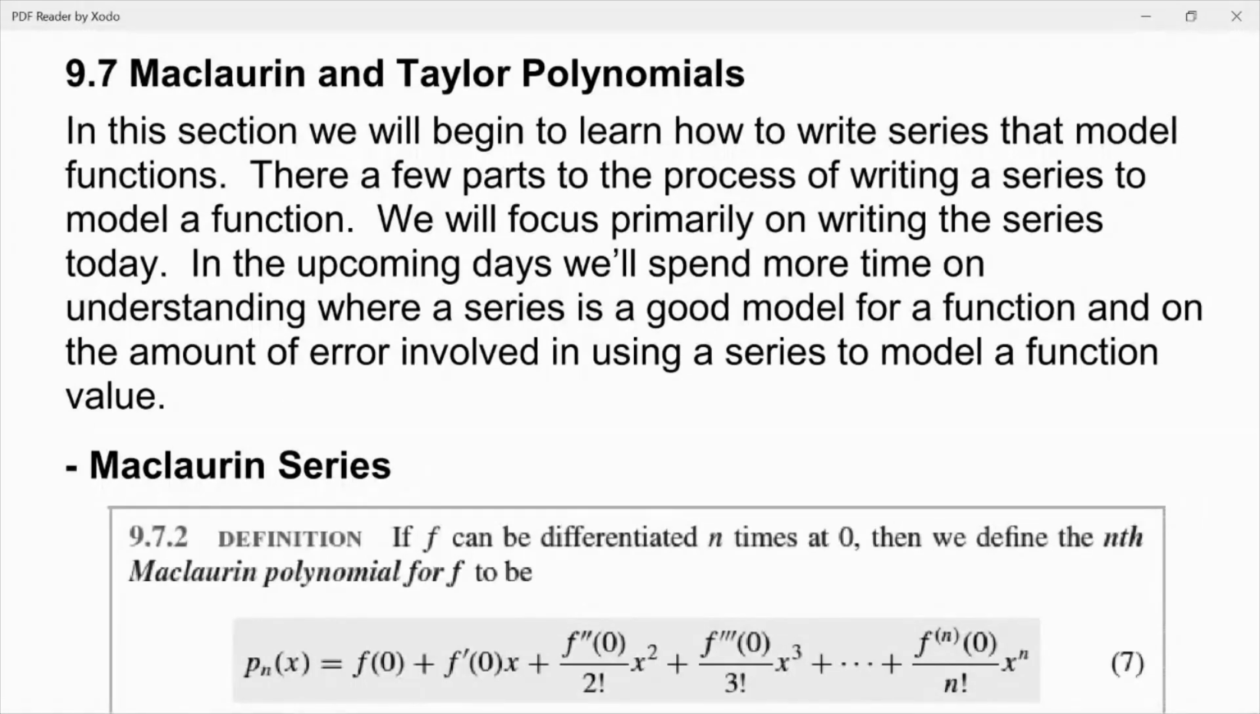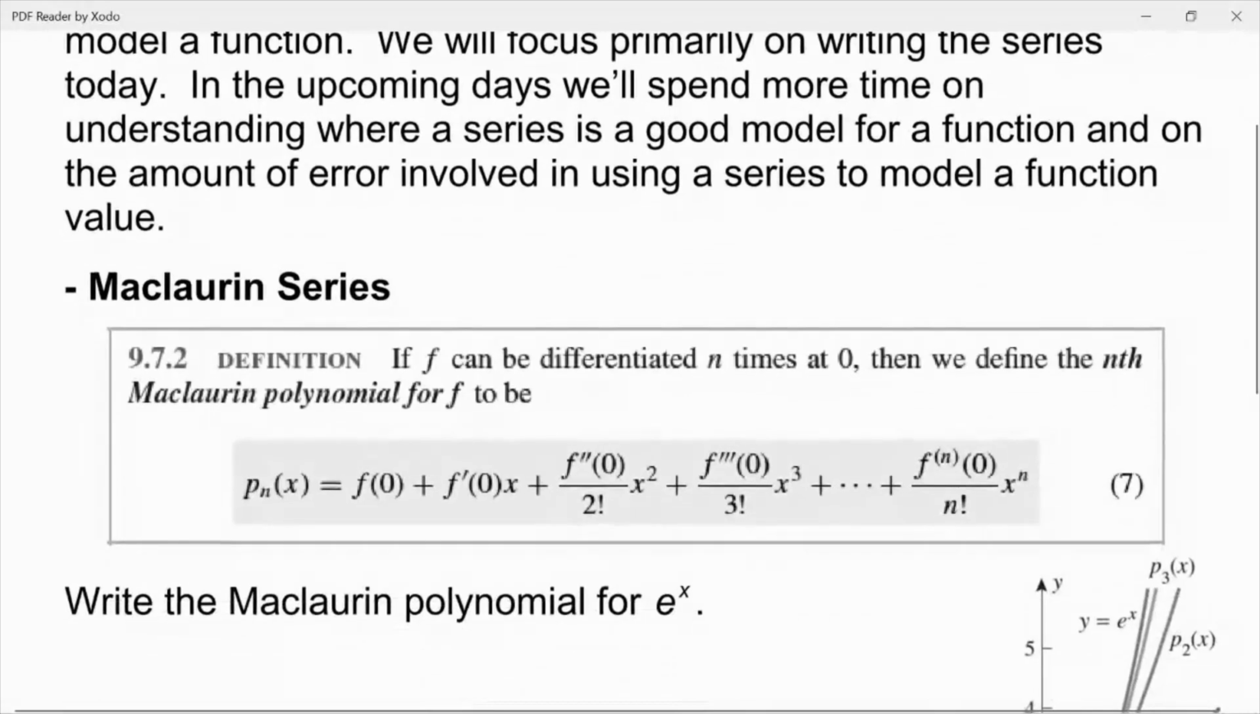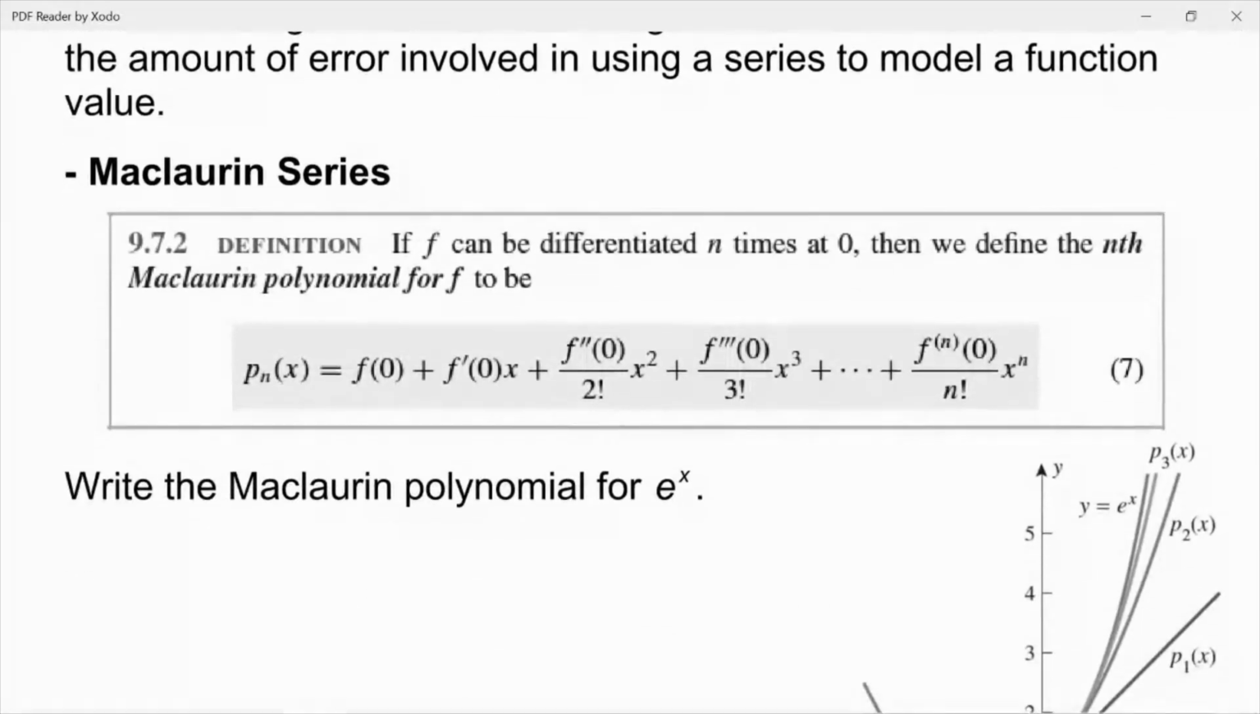So to start with here, let's start with what we call a Maclaurin series. And a Maclaurin series is actually a special case of what we call a Taylor series. And we'll talk about a Taylor series in a few minutes. But when we say we want to write a Maclaurin series, essentially what we're doing is we're writing a series that has a center point at x is equal to 0.